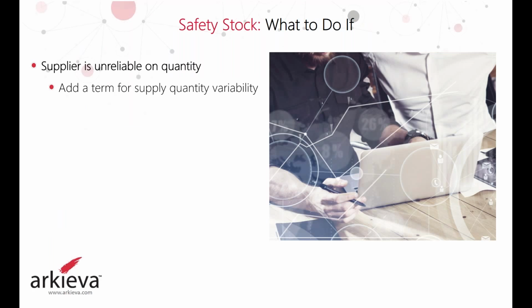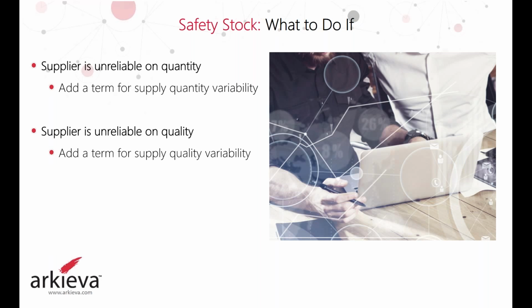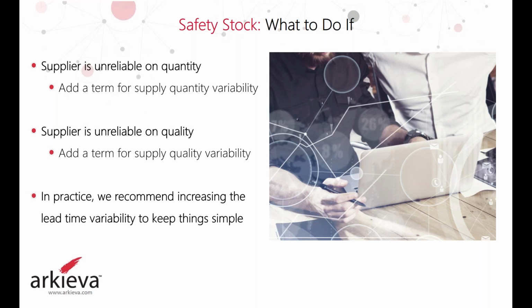Now, sometimes people will ask us what to do if my supplier is unreliable on quantity. So I order 1,000, sometimes I get 900, sometimes I get 1,100. What can I factor for that? Well, yes, the formula is such that inside that square root, you can add more terms. And so you can add a term for supply quantity variability. If the supplier is unreliable on quality, you can add a term for supply quality variability as well. In fact, there is no limit. You can keep adding. And the math might get a little bit more cumbersome, but you can certainly keep adding.